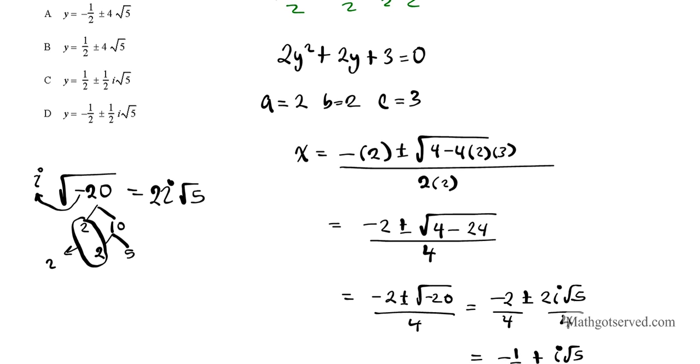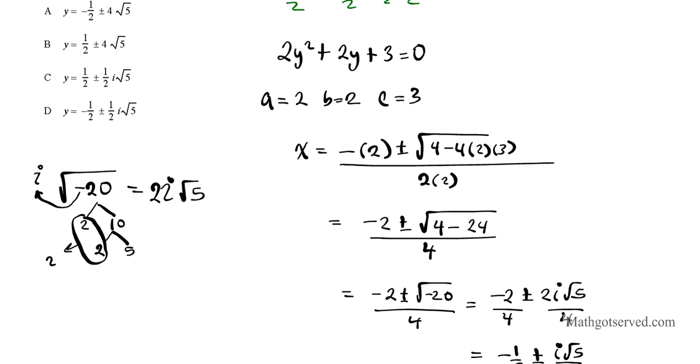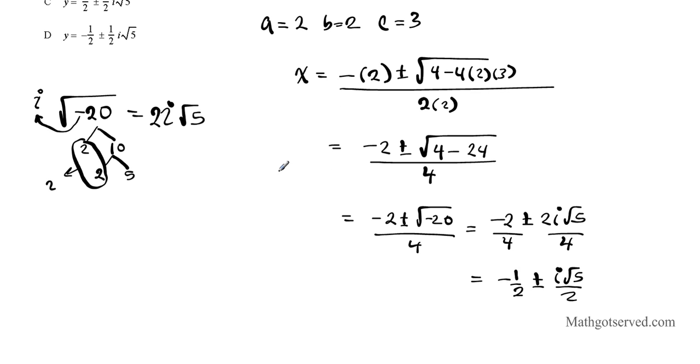So negative 1 half and i root 5 over 2. So the answer to number 10 is option letter D.